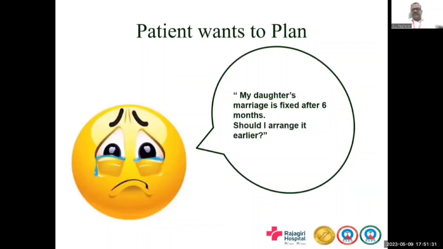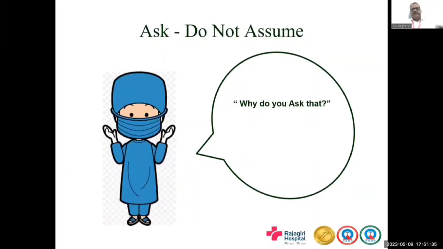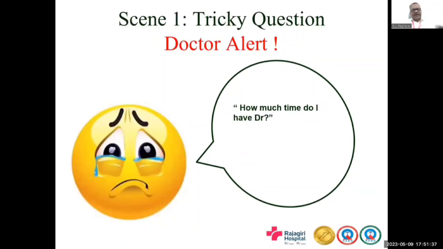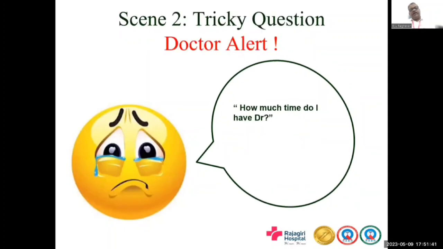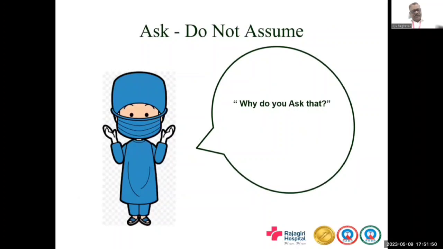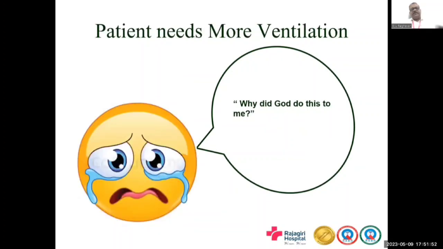My daughter's marriage is fixed after 6 months. Should I prepone it? So here is a patient who said, how much time do I have, doctor? Because the patient had to plan something. There could be another patient who says the same thing. How much time do I have, doctor? Do not assume why this person is saying this. Ask, why did you ask that? Why did you say that? And then the patient says, why did God do this to me? So here is a patient who needs to ventilate more. So the same question, two totally different reasons.